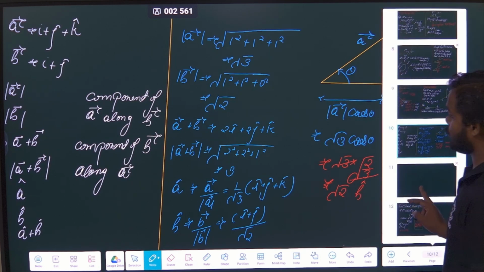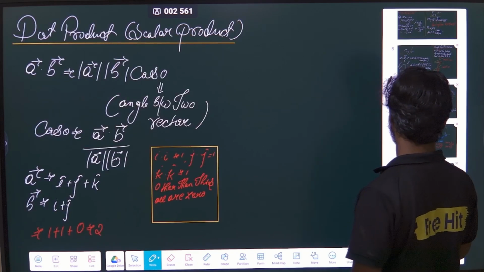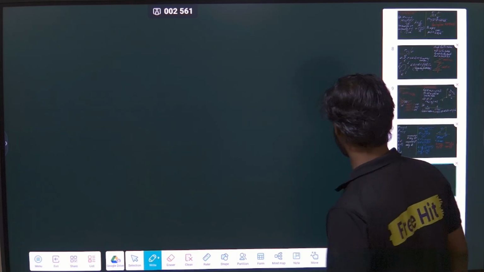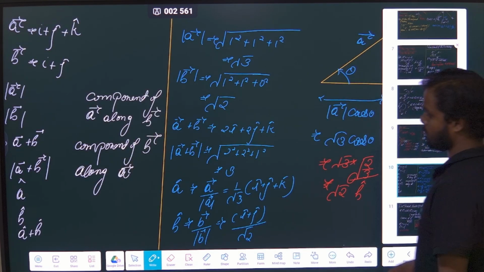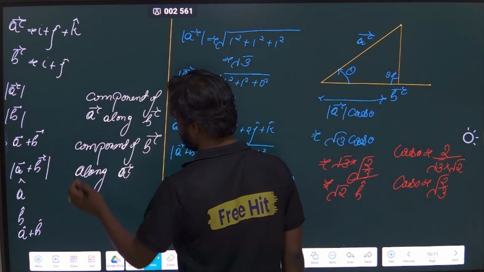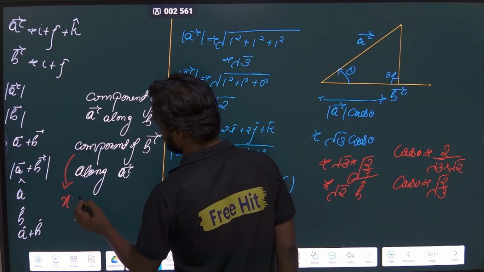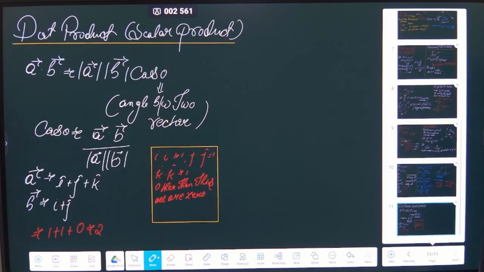Similarly, you can calculate the component of B along A also. So for this, I am giving you homework. This you will do. Okay, so next, we have moved.